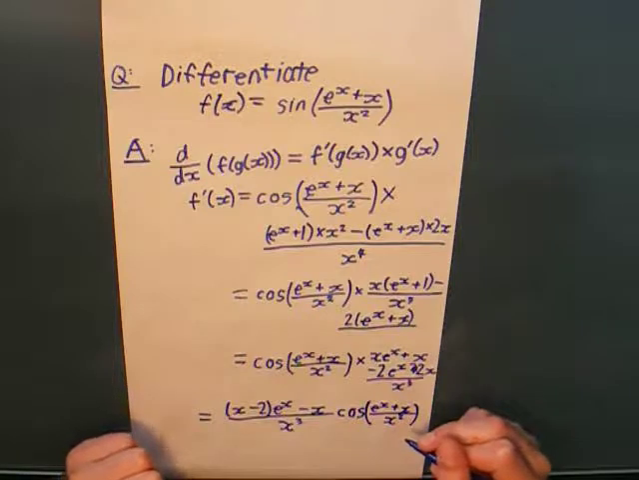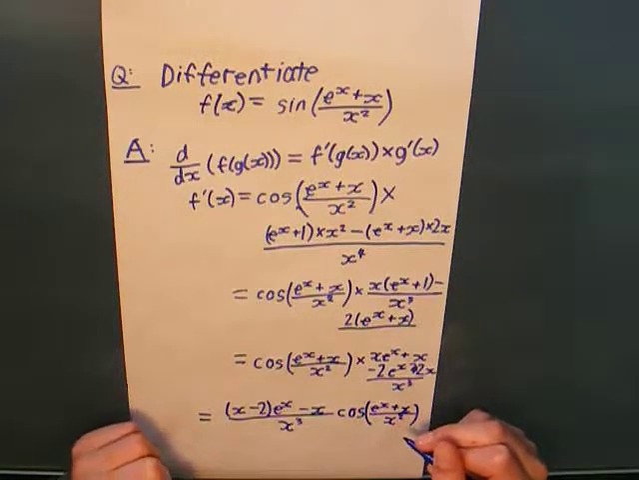So that was how to differentiate a complicated function using the chain and quotient rules. Thank you.